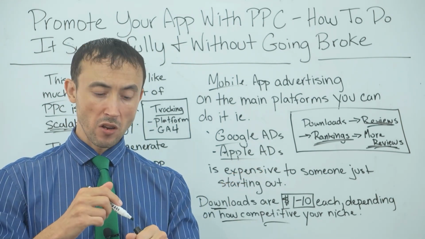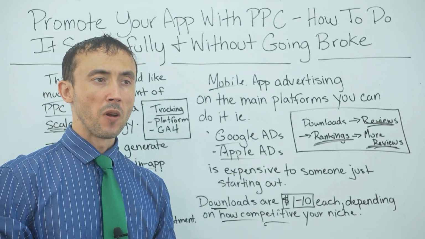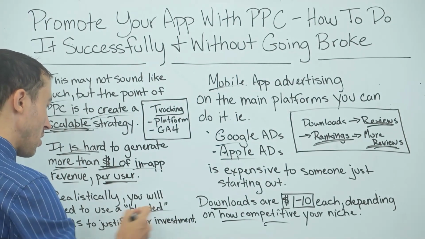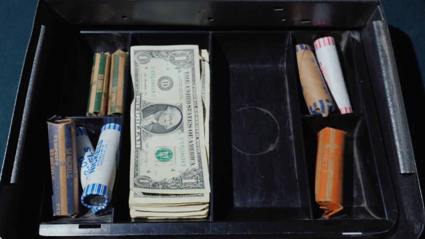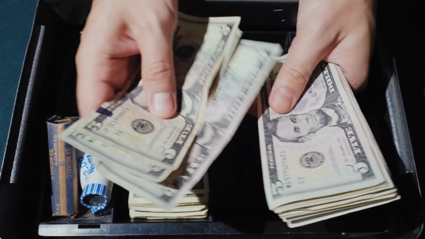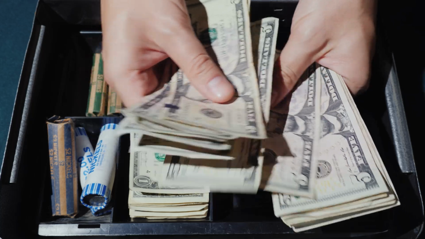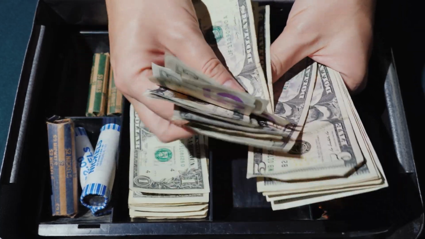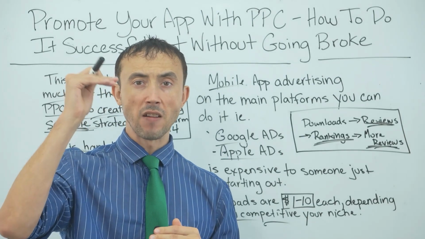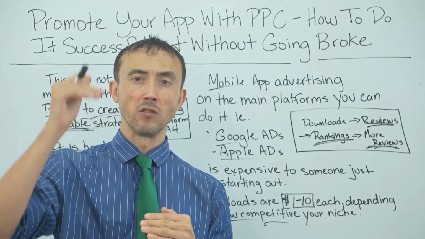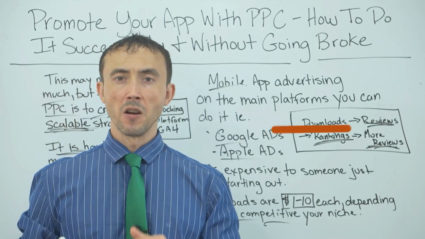And so essentially, when I say start focusing on a blended ROAS, you are going to look at total revenue from your app coming in versus your PPC ad budget that you have to spend. And what you want to ultimately do is find a ratio, whether I need $5 in sales for every $1 I spend on ads, or $8 in sales for every $1 I spend in ads.